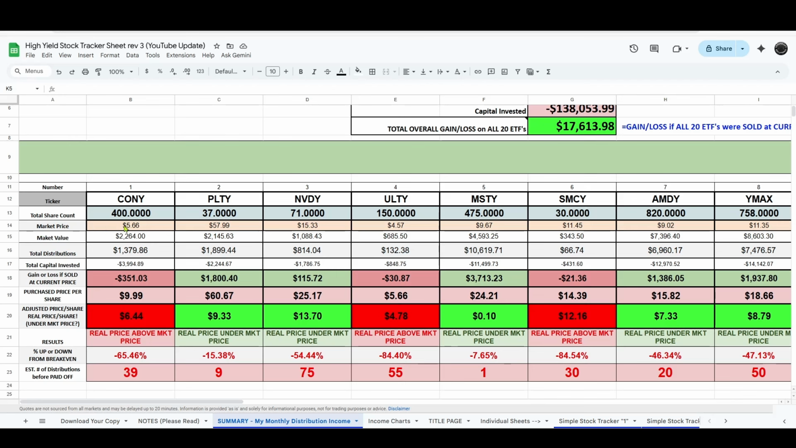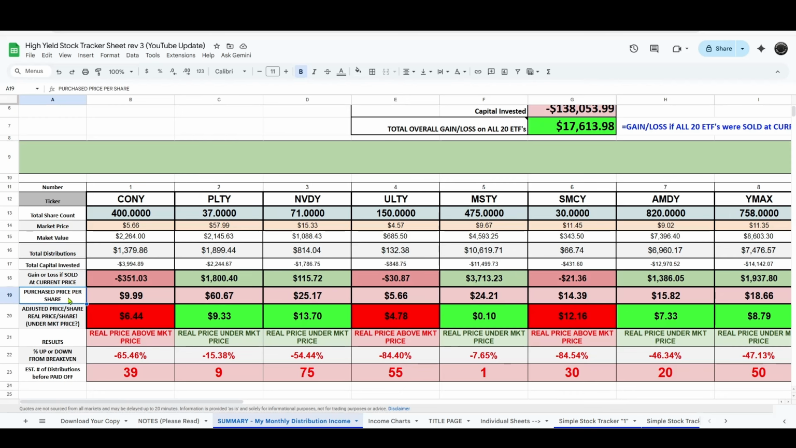It gives you the market price, and that's the current market price, the market value, and that's basically the number of shares times the market price. It gives you your total distributions of each, your total capital invested of each, and of course your gain and loss if sold at the current price. Now you can see it turns red if you're in a loss, and it's green if you would actually earn money off of that sell.